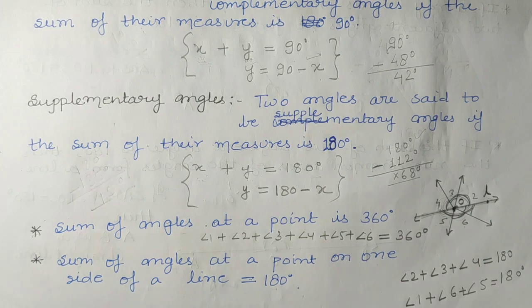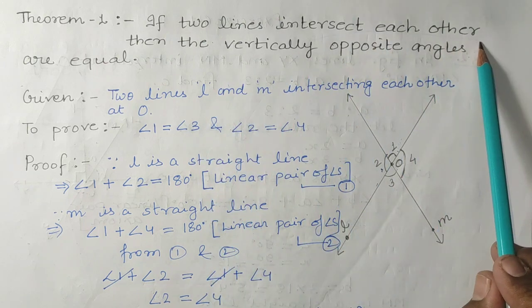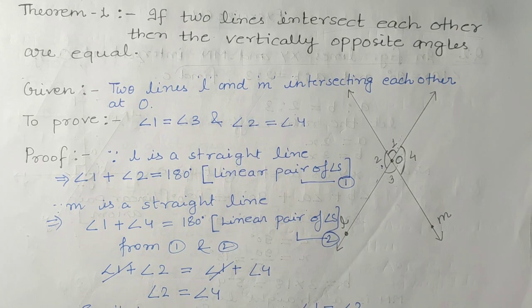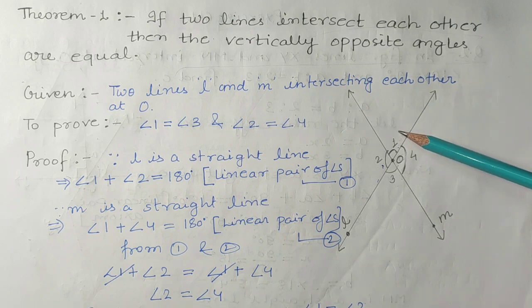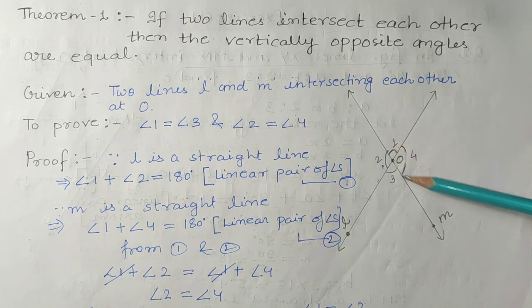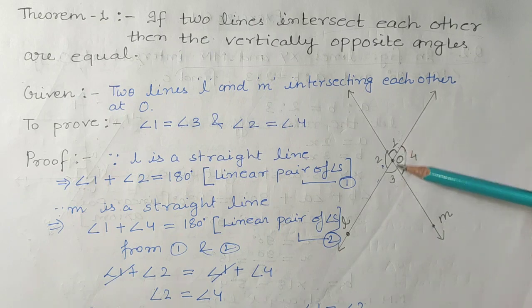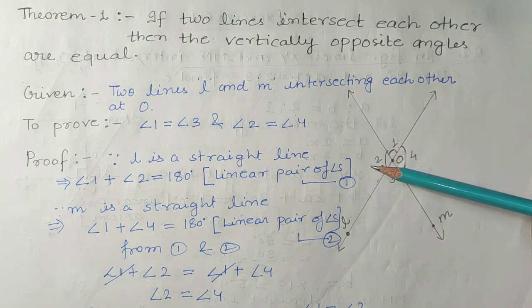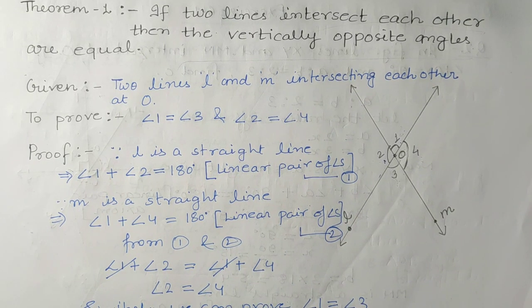In part 2, we have proved this theorem: if two lines intersect each other, then the vertically opposite angles are equal. Vertically opposite angles are equal means if two lines are intersecting each other, then their angles opposite to each other are equal. Here angle 1 is equal to angle 3 and angle 2 is equal to angle 4. So this we have proved in part 2.